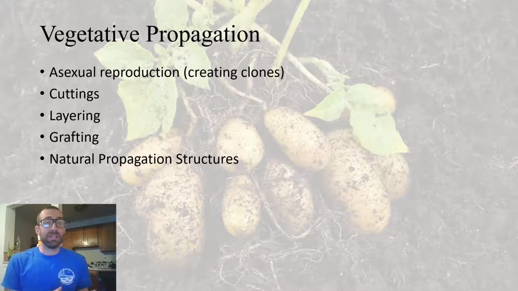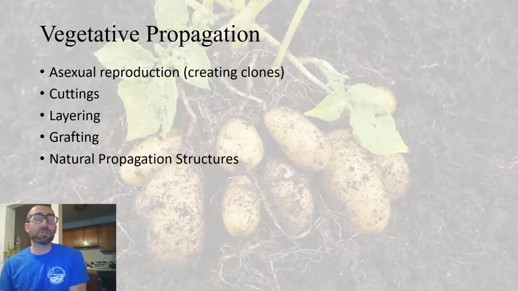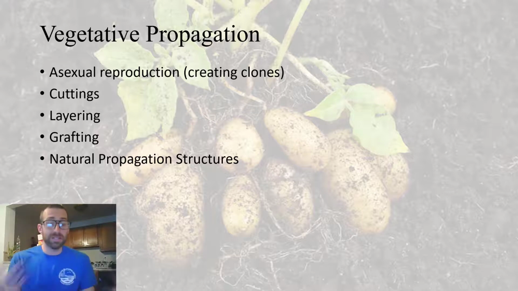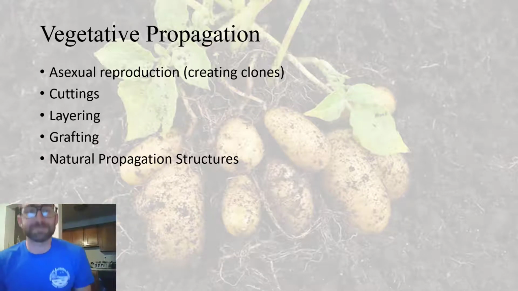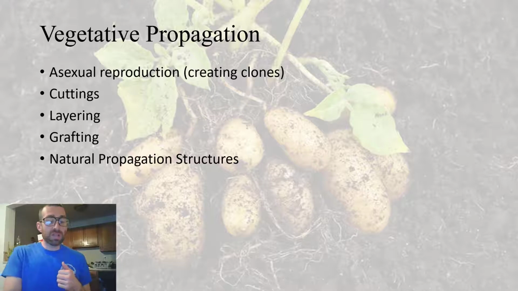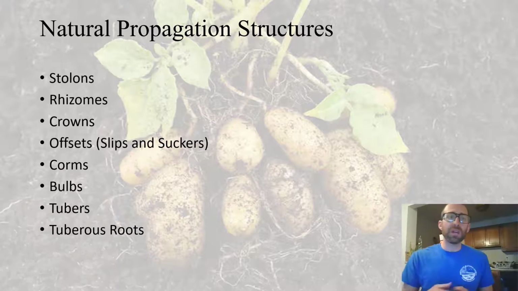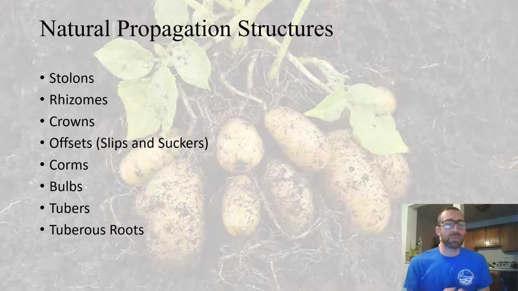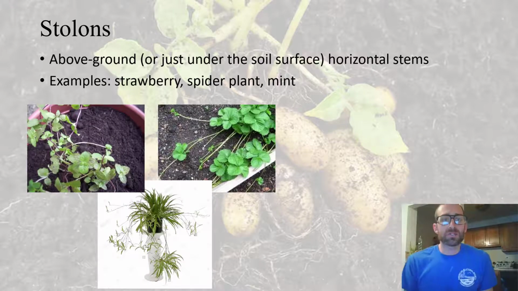A lot of our plants have this ability, and we're able to tap into that to reproduce or to create daughter plants through these methods, as opposed to having to rely on breeding or sexual reproduction or using seeds from our plants. So like I said, today we're going to be looking at natural propagation structures, and what we're going to be looking at are what I have listed up there. We're going to look at stolons, rhizomes, crowns, offsets, corms, bulbs, tubers, and tuberous roots. Seems like a lot, but it's not really that much. So I'm going to start with stolons.